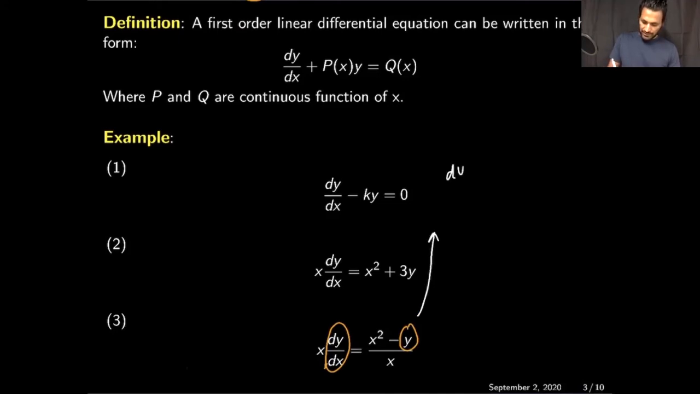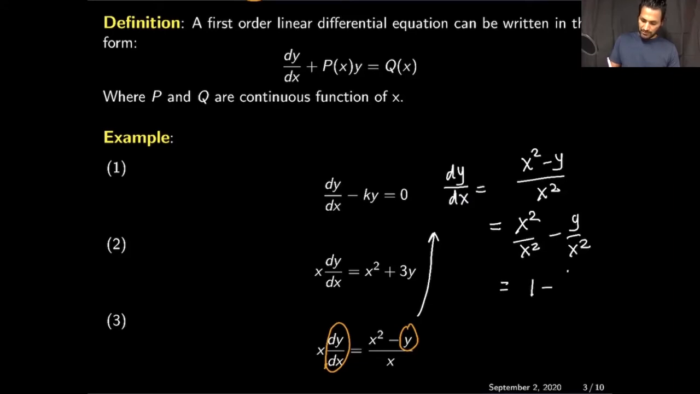First, I will clear my dy by dx term. So that will give you x square minus y, divided on both sides by x square. Then this can be written as x square over x square minus y over x square. And this can be written as 1 minus 1 over x square times y. And in the last step I will move the term which involves y to the other side. So dy by dx plus 1 over x square times y is equal to 1.